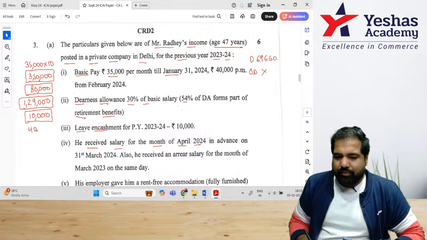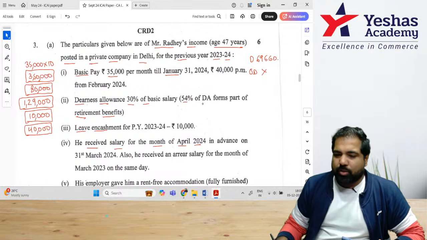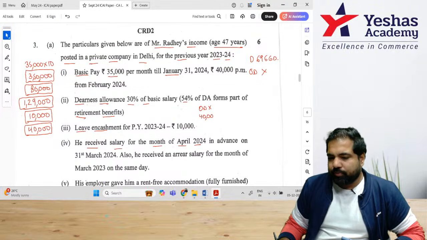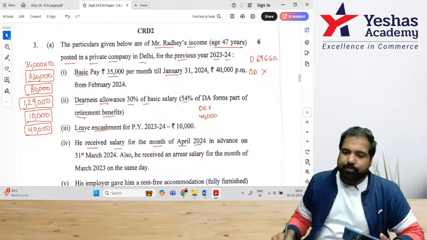So 40,000 is advance salary. And remember, this arrears and advance we will not take. So I'm just writing what all you will not take, guys. OD you will not take. This 40,000, if you remember, power you will not take. Take in what? In accommodation calculation.